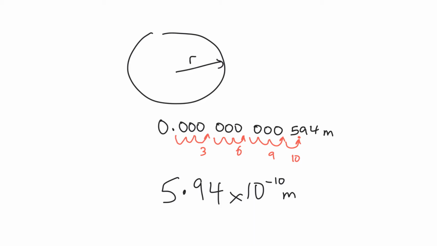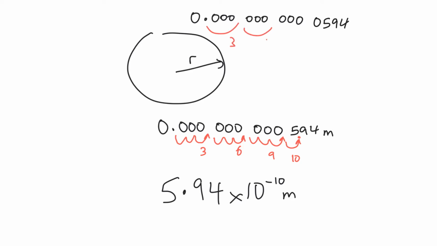And actually, I did it wrong. That's actually not the radius of a hydrogen atom. That's actually too big, and so it's actually 10 times bigger than it should be. So the real radius is actually 0.0000000000594. So you sound like a dork, right, when you say these regular numbers out. But it's really easy in scientific notation.